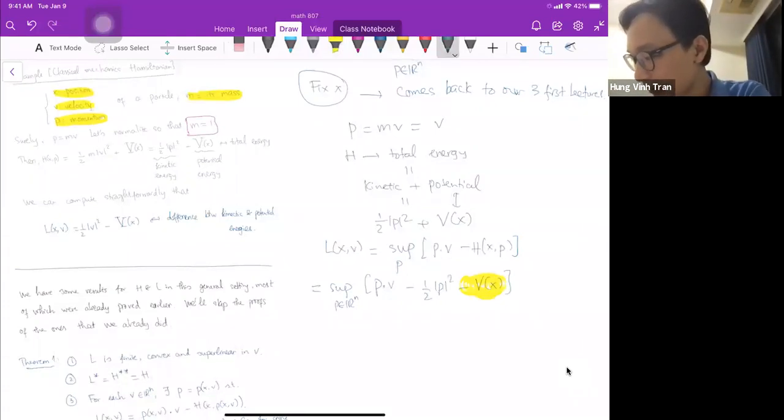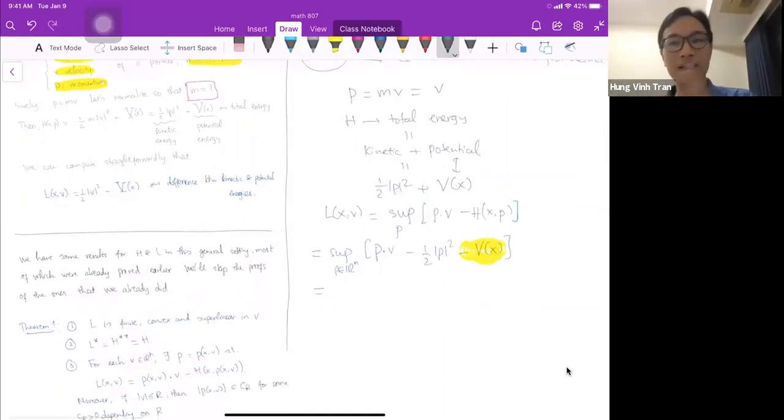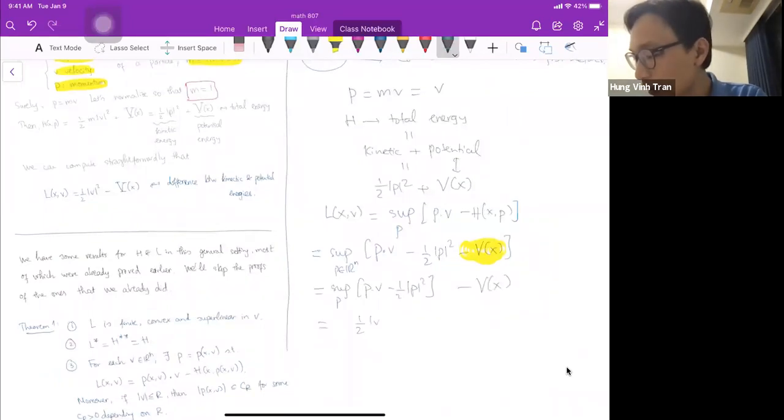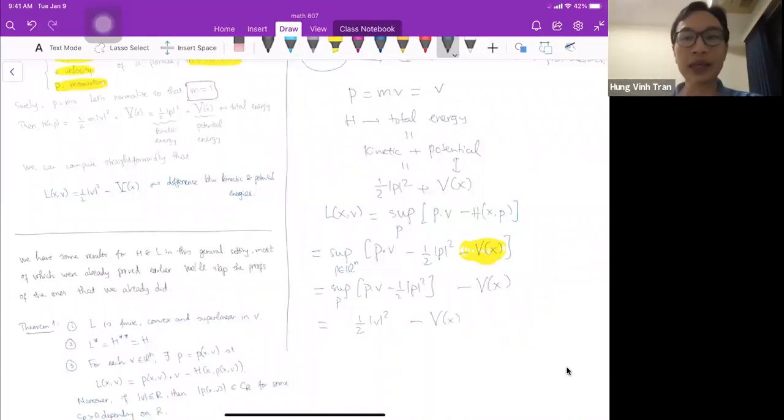Again, it might be a little boring for you guys, but believe me, once this is done and well motivated, then everything is clear. So you pull the minus V of X out. You just have the supremum of P dot V minus 1/2 of P squared, which is exactly what we did earlier, minus V of X. And this is just 1/2 of V squared minus V of X. And that's it. So that's the Lagrangian.